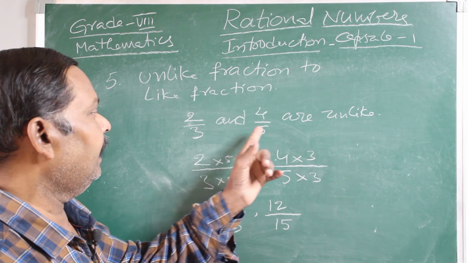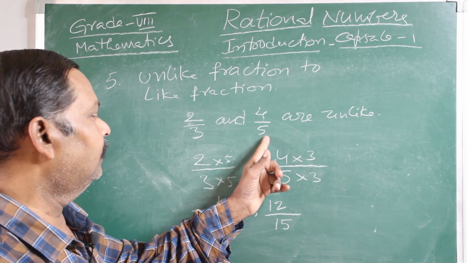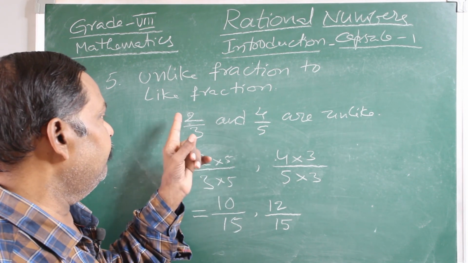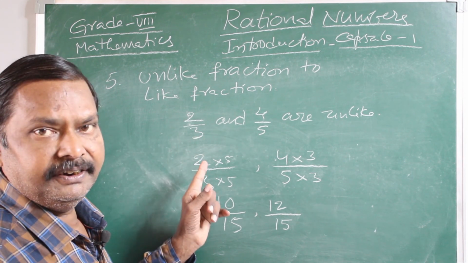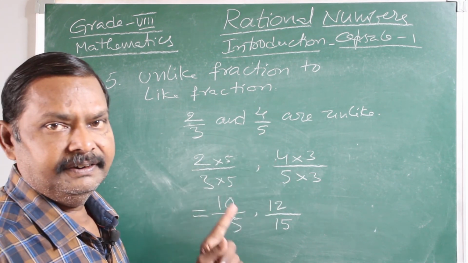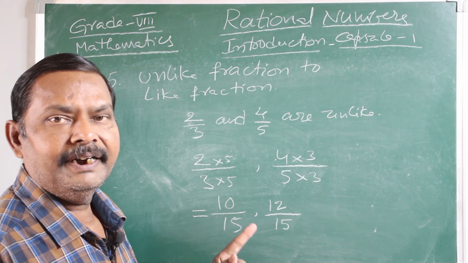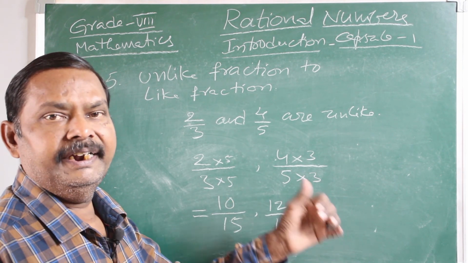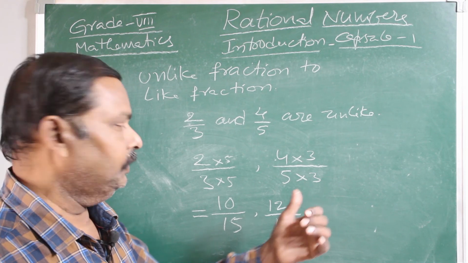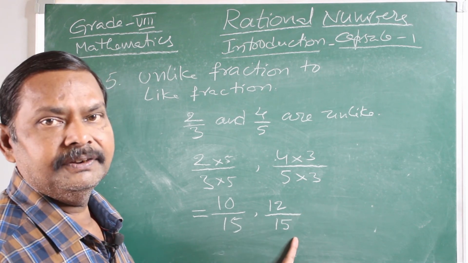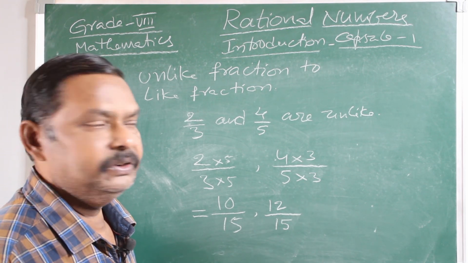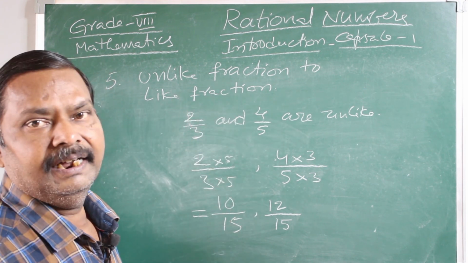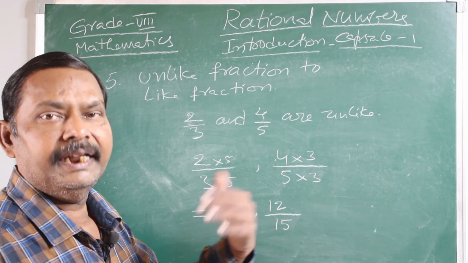Previously they were unlike because the denominators were different. So we multiply the numerator and denominator of the first fraction with the denominator of the second fraction, and the numerator and denominator of the second fraction with the denominator of the first fraction. So you got the same denominators, that's why they are like fractions. So this is the way to convert unlike fractions to like fractions.